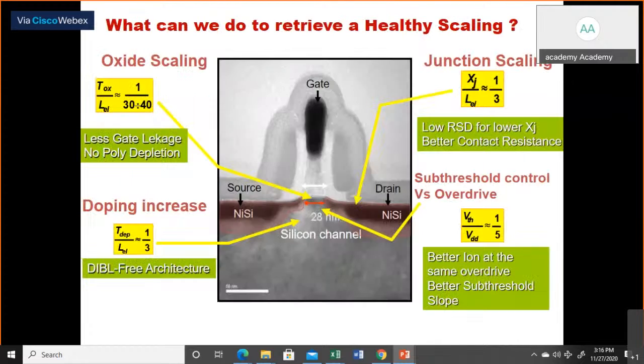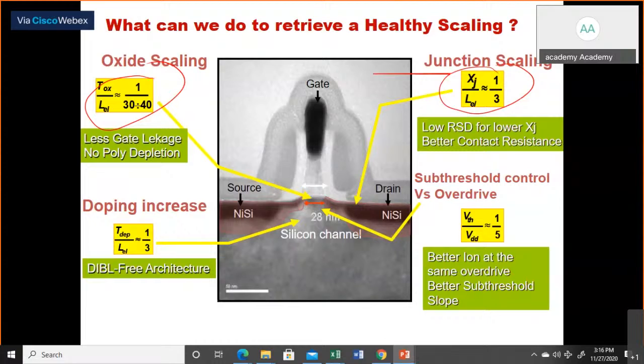So what can we do to achieve healthy scaling? For healthy scaling we have to use this kind of concept. For the oxide scaling there should be a proper relation between the oxide thickness and length. We cannot decide the numbers randomly. And to avoid junction leakage, these are the pictures I am showing; different research papers have shown that these are the proper dimensions you should use to avoid any kind of further short channel effect.